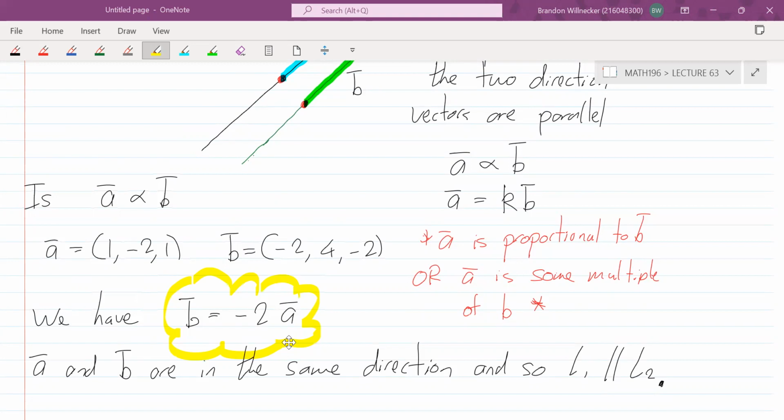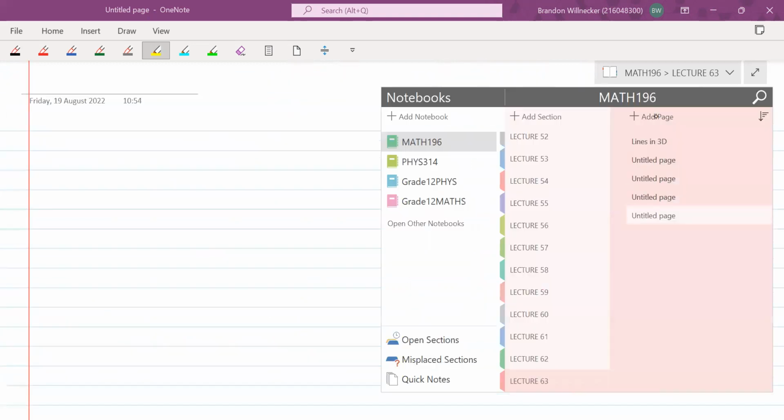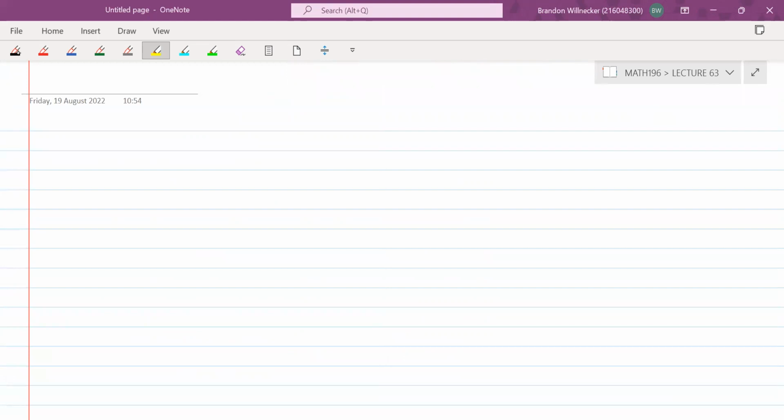Okay, let's have a look at the last example on skew lines. This is example 4. With skew lines, we know they are not intersecting and not parallel. So there are two things that we need to check for that.